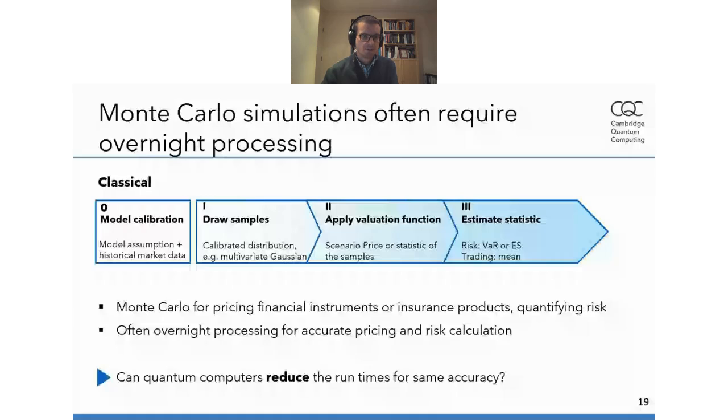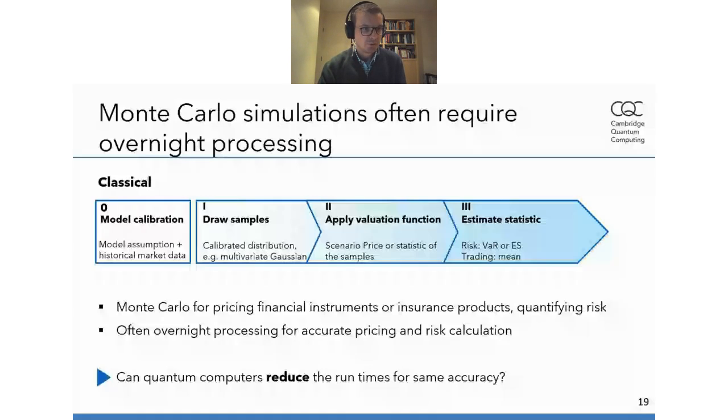So here, this illustration is an abstract view of how Monte Carlo works. In the first step of a Monte Carlo simulation, you need some kind of model, some kind of distribution, for example, of how your underlying price evolves. If you think of pricing some kind of option, you need to have some kind of model of how the underlying of this option evolves. So you need some kind of idea of how this price evolves over time.